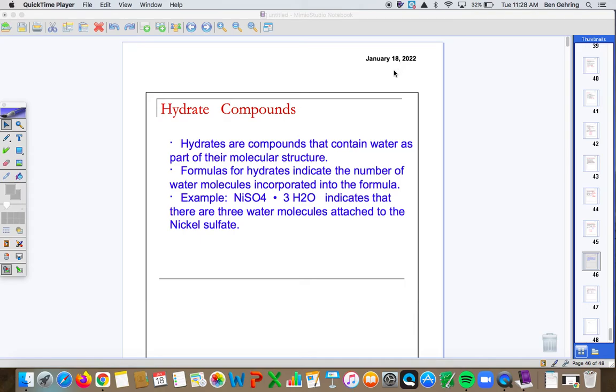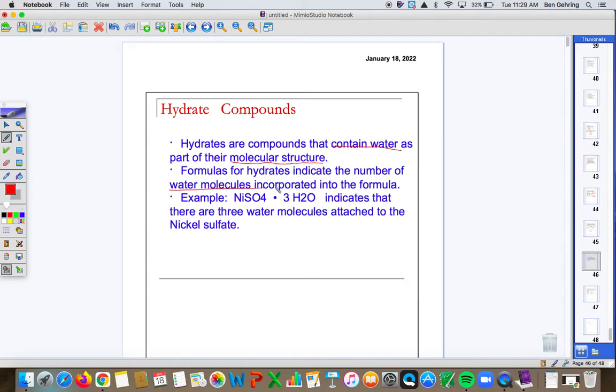Hello, and thank you for joining me today as we finish up our last topic in this unit, which is on hydrates. So a hydrate, we think of being hydrated, we think of water. So hydrates are compounds that contain water as part of their molecular structure. So they have a structure that has water attached to it. Formulas for hydrates indicate the number of water molecules incorporated into the formula.